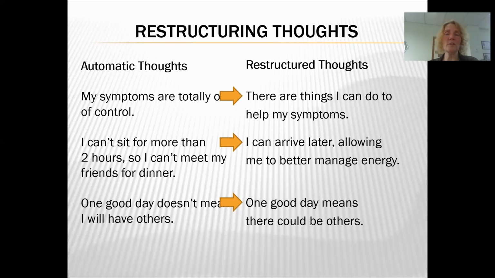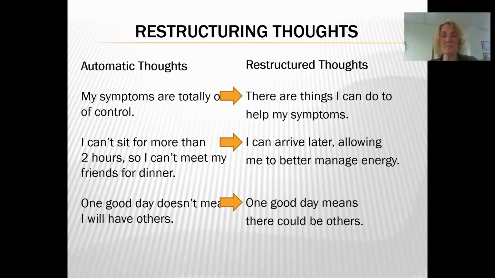Now, of course, each of these thoughts leads to a different emotion. So the automatic thoughts on the left are definitely likely going to lead to worsening feelings of anxiety and depression. And the thoughts on the restructured side of the column are ones that are likely going to lead you to doing things, being more active and managing your symptoms and moving forward with your illness rather than feeling stuck or behind.